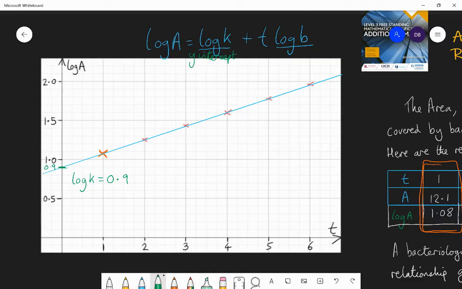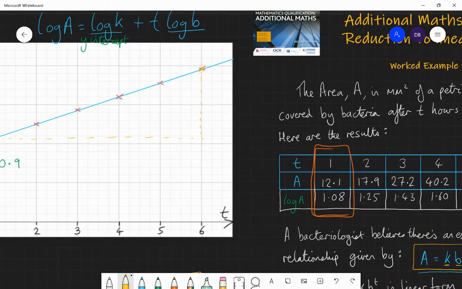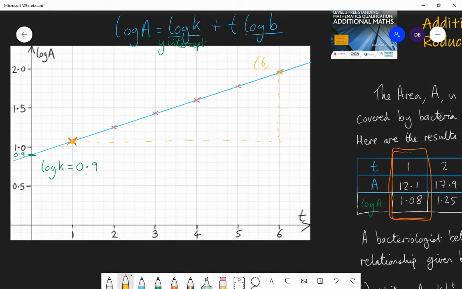Next, log b is the gradient. Well, the best way to do gradients is to take 2 points relatively far apart and draw a triangle and do the change in y divided by the change in x. So here, I'll take this point because I know where this point is. I know it's at 1.08. This point here is the point 6, 1.96. Okay, so we have 6, 1.96 there, and we have 1, 1.08 here.